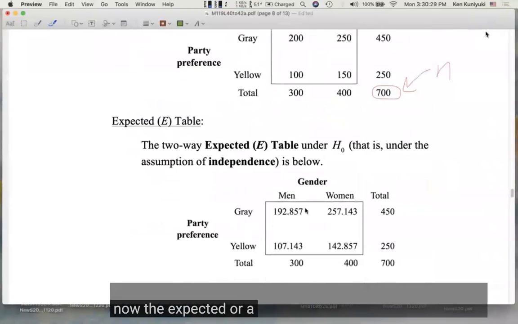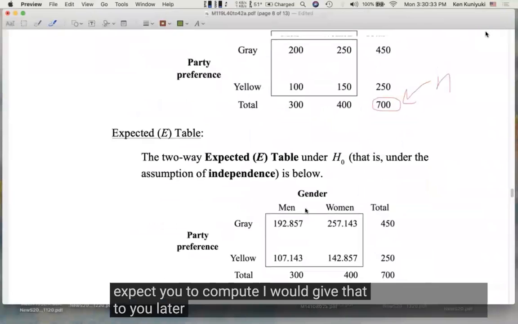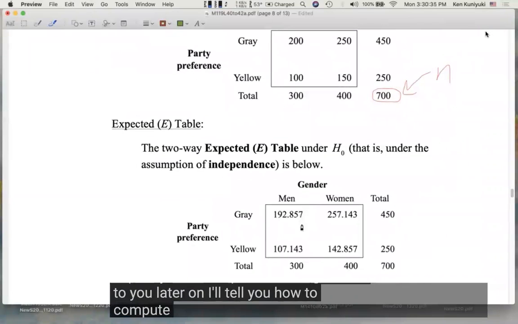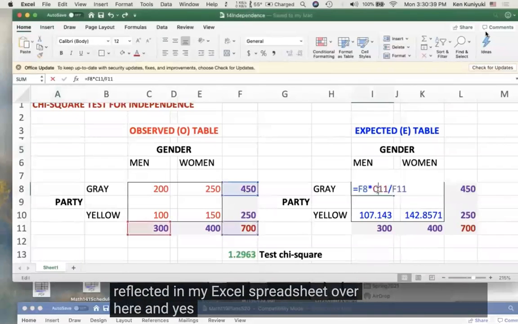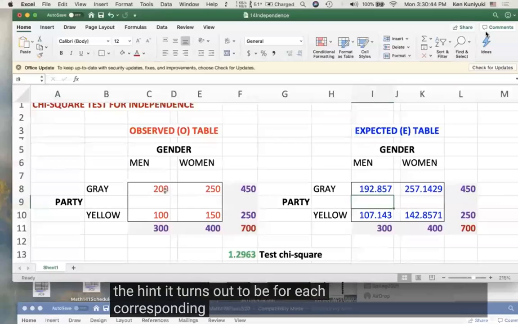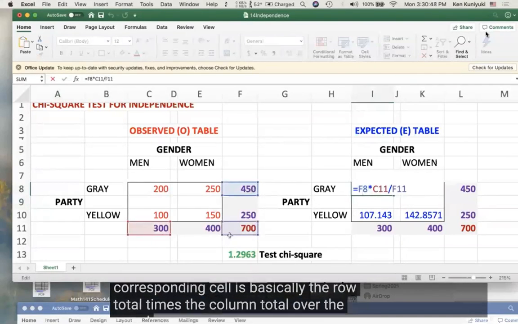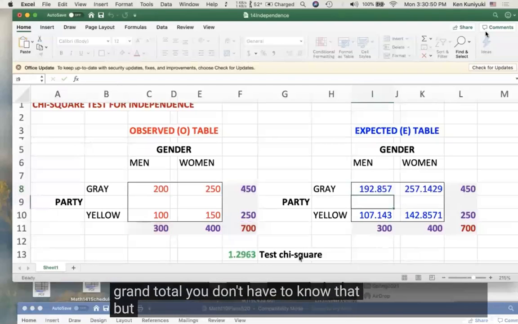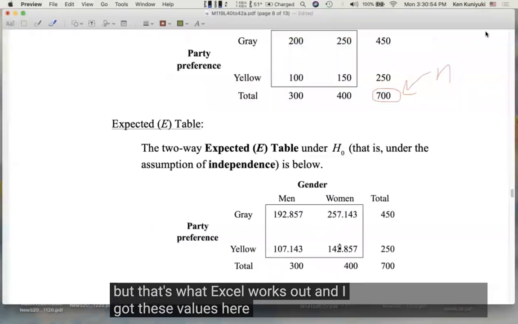Now, the expected or E table, I would not expect you to compute. I would give that to you. Later on, I'll tell you how to compute these values, and these are reflected in my Excel spreadsheet over here. And yes, there are formulas, that's the hint. It turns out to be, for each corresponding cell, basically the row total times the column total over the grand total. You don't have to know that, but that's what Excel works out. And I got these values here.